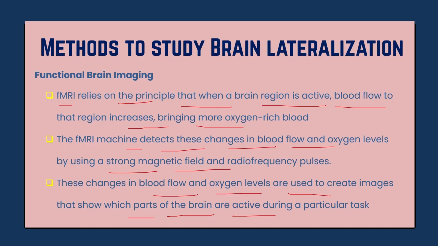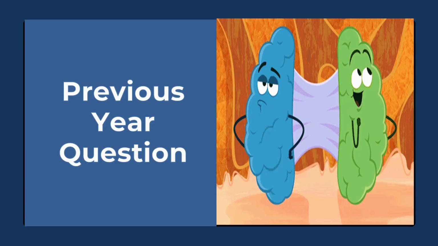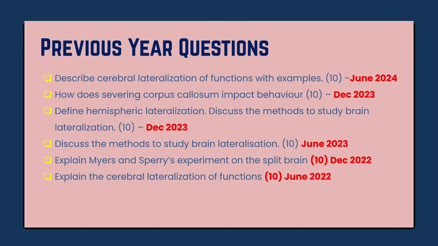Alright, so next we look at previous year questions from this part. Every year a question comes from this topic, sometimes even two questions from the same part. This is a very small block. The only topic here is cerebral lateralization, which we have completed in this video. Yet you will see the number of questions that come every year, and sometimes more than one.